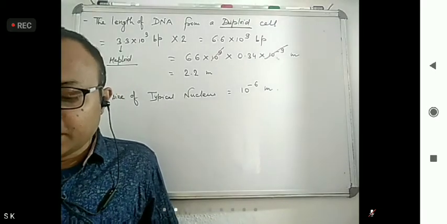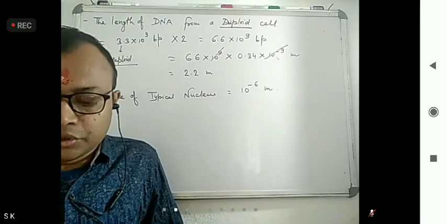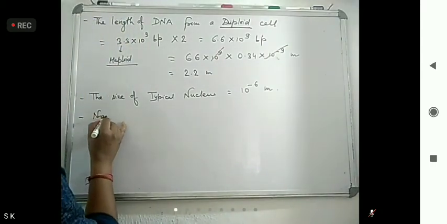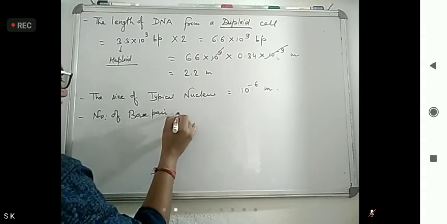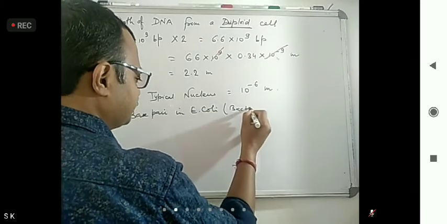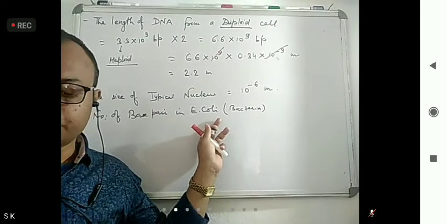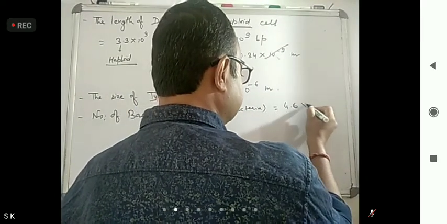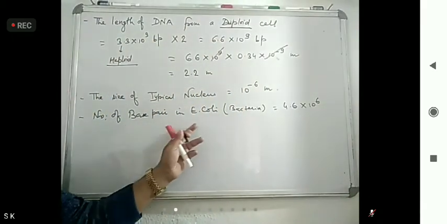Okay, we have seen eukaryotic DNA. If we are seeing prokaryotes, just for example, the number of base pair in E. coli. E. coli is what? Prokaryotes. It is bacteria. So how much base pair we have seen in E. coli? This is 4.6 into 10 to the power 6. So this is the base pair in E. coli.